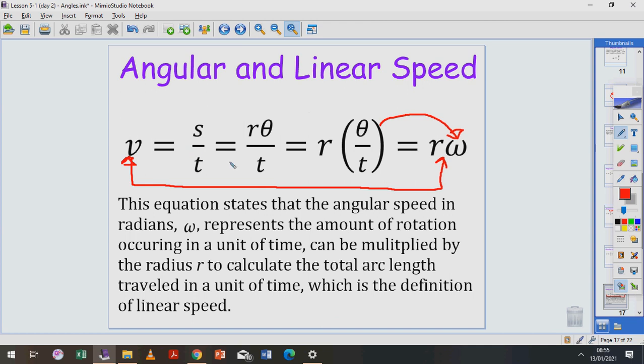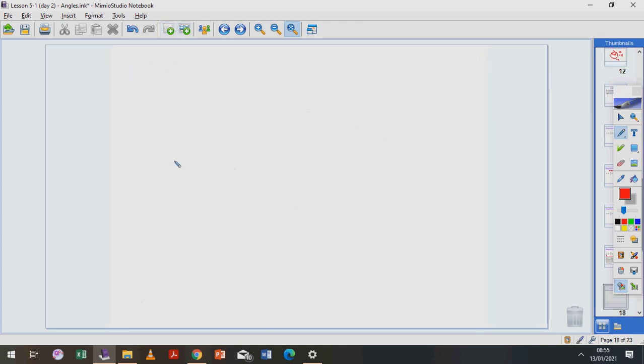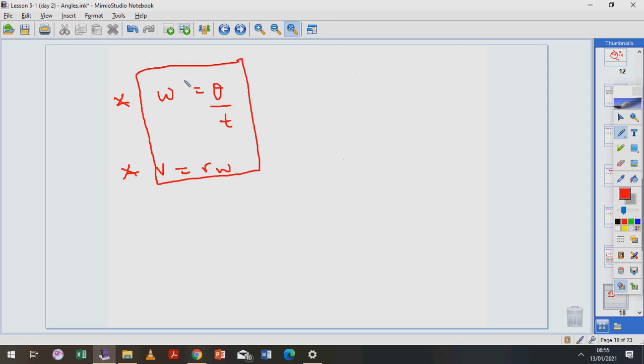Now, all of this should not confuse you. The takeaway that I want you to take from this is simply two things. One is that angular speed is equal to the angle divided by time, and that angle is in radians. The second one is that linear speed is equal to the radius times the angular speed. These are the equations we are going to use. How they get there, no one is going to ask you. Okay?